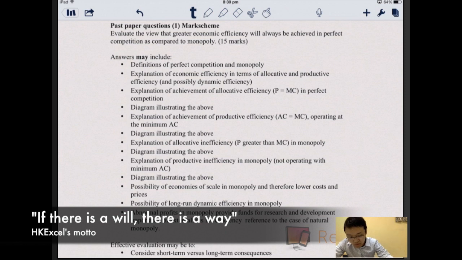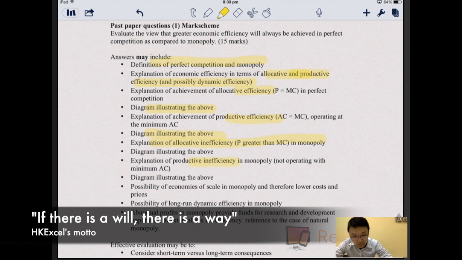let's look at one point at a time. So definition, you will have that in your first introductory paragraph, right? And then allocative and productive efficiency, well, that's what I taught you to do anyway, right? So you have looked at that. Achievement of allocative efficiency, yep. Diagrams illustrating above, yes, we did that. Productive efficiency, yes, we did that as well, okay? And then allocatively inefficient in monopolies, yep, we covered that.